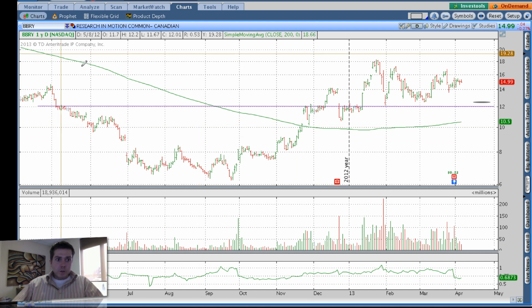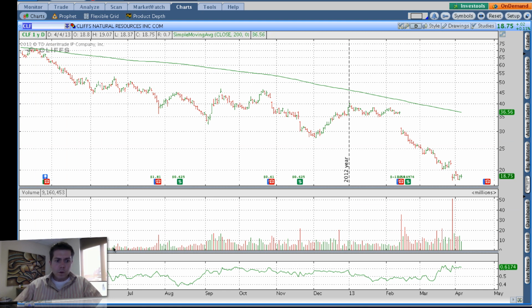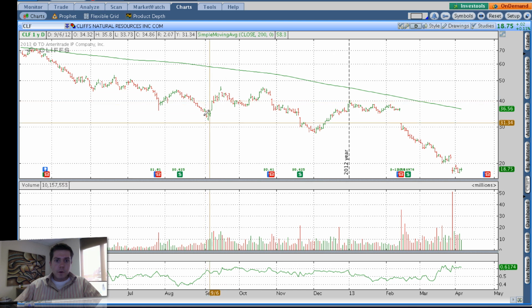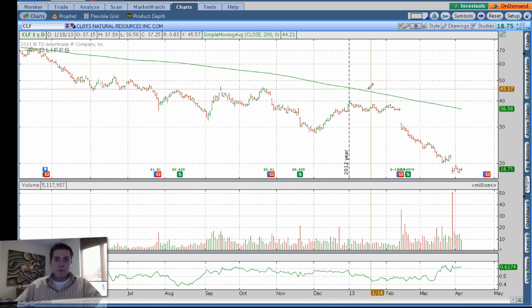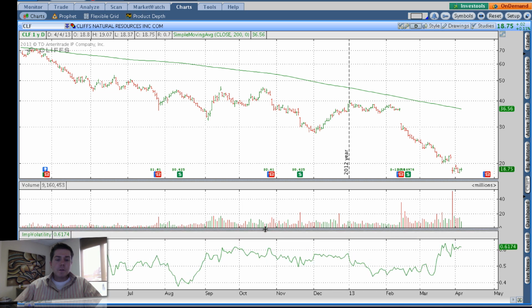Let's go over here to charts and let's pull up a CLF chart real quick. What you can see here is we've got the price at the top. This green line here is the 200-day moving average, which we don't really need to pay too much attention to in this case. Then we've got a volume, and then we've got our implied volatility.